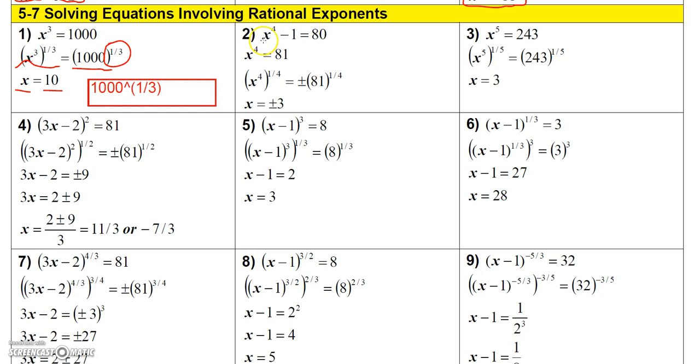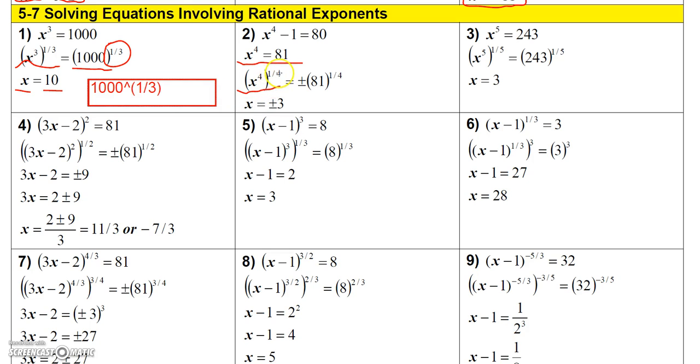Okay, so here I have x to the 4th minus 1 equals 80. So I'm going to go ahead and isolate x to the 4th by adding 1 to both sides. So if I add 1 to this side, it'll cancel the minus 1, and 80 plus 1 is 81. So now I have x to the 4th is equal to 81. Now over here, remember, I raised x to the 3rd to the 1/3 so that I would get x. Well, if I have x to the 4th, I can raise it to the 1/4 to get x.